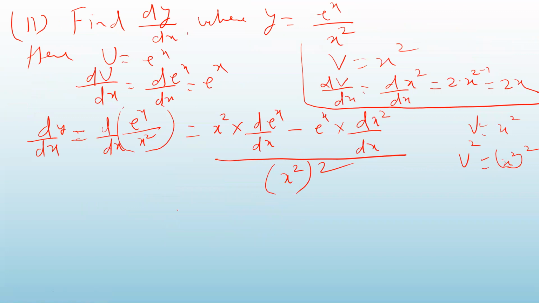Now let us put the values. So x square into derivative of e raised to x. Look at here, it is same as e raised to x, minus e raised to x. What is derivative of x square? See, derivative of x square, that is v, is 2x. So just put the value. Divided by x square square. That means you are multiplying x square by x square. So it will give you x to the power 4.